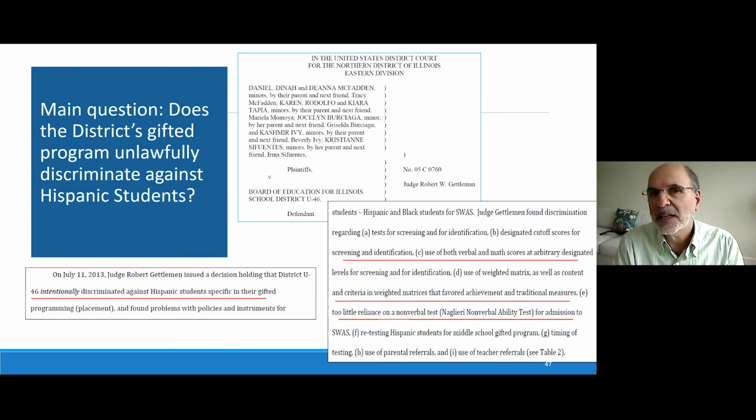They gave my Naglieri Nonverbal Ability Test, but the district required that the students have high verbal, even if they had a really high score on my nonverbal test. So they lost. They lost big time, the district did, because it became really obvious to the judge that verbal tests discriminated against Hispanic children in that district.